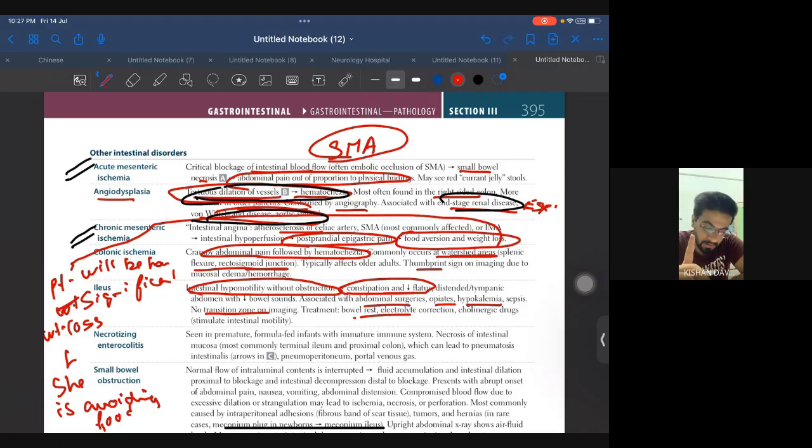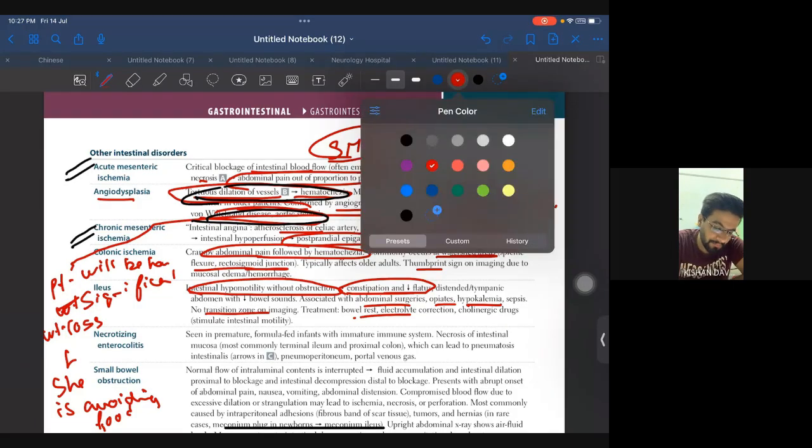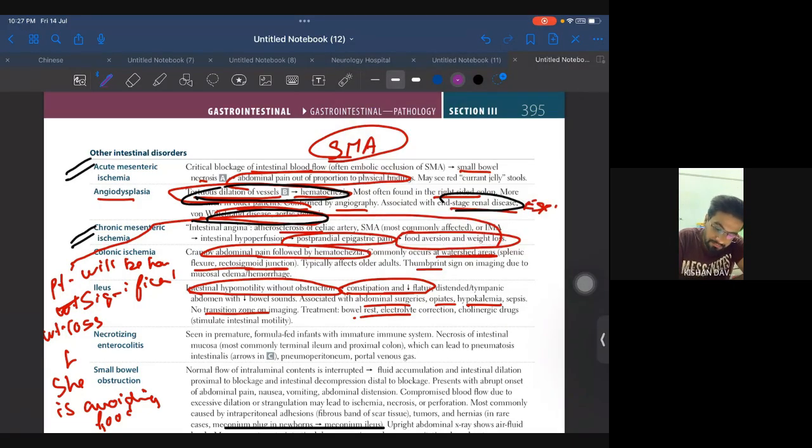Here one thing you need to remember: how does ileus occur? Associated with abdominal surgery, opiates, and hypokalemia. These are the most frequently asked questions. And treatment will be a cholinergic drug, because it will increase intestinal motility. And with ileus, you need to remember meconium ileus. Meconium ileus in cystic fibrosis, and just now we did Hirschsprung disease.